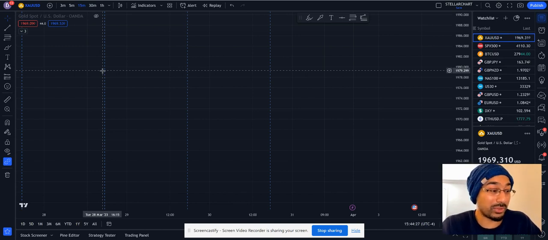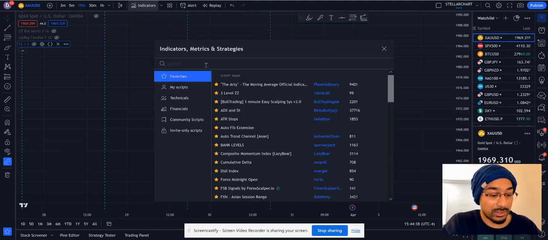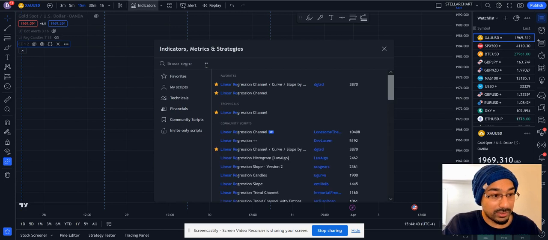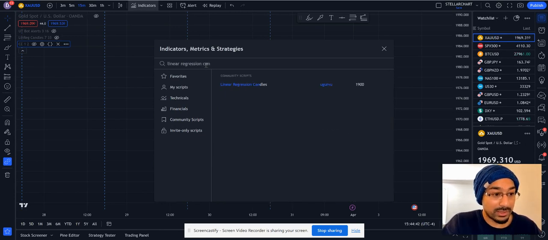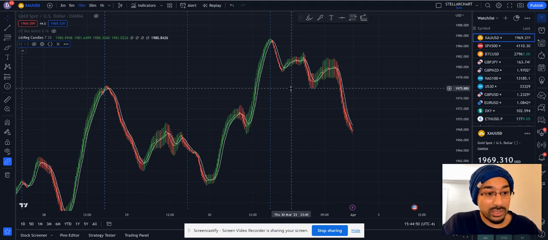Jumping onto Tradingview, I've already set them up, so I'm just going to open them one at a time so you can see what's going on here. The first one is what they call the linear regression candles. If you search for linear regression candles, this one by Ugoru, you can add that on. All it's doing is showing you a linear regression channel. If you've ever used that indicator before, it's basically promoting that calculation onto the candlesticks themselves.